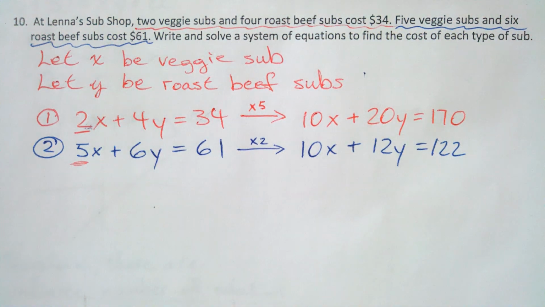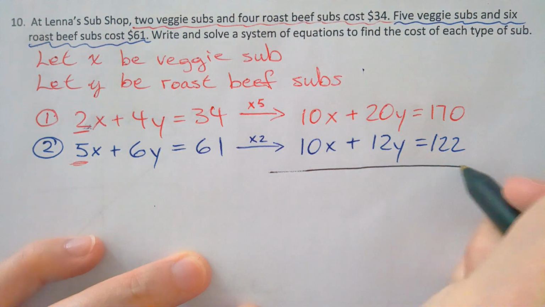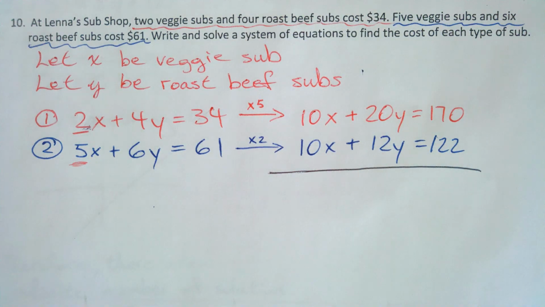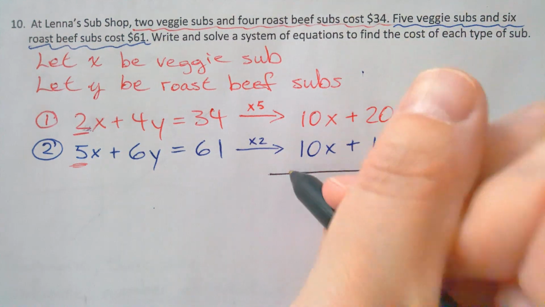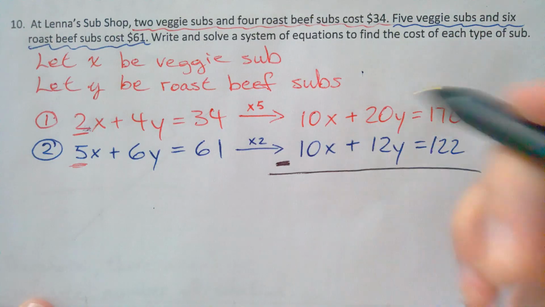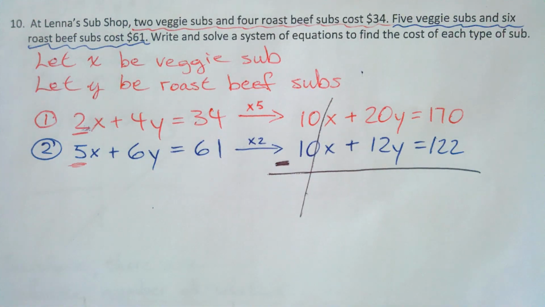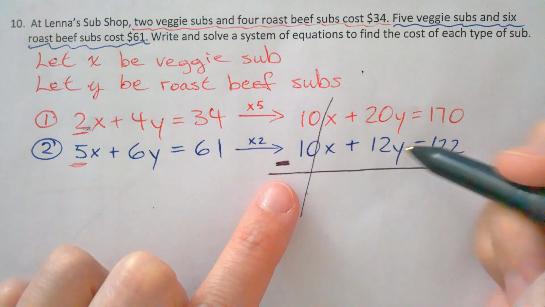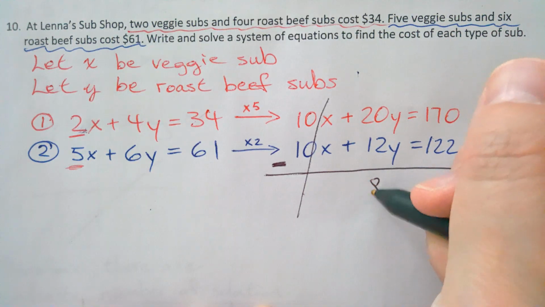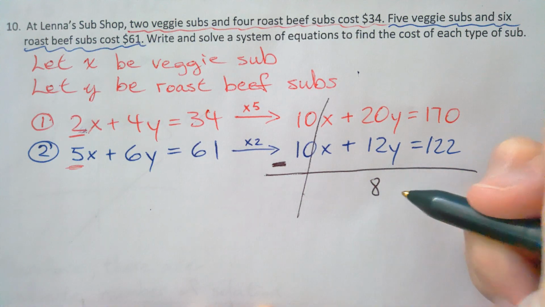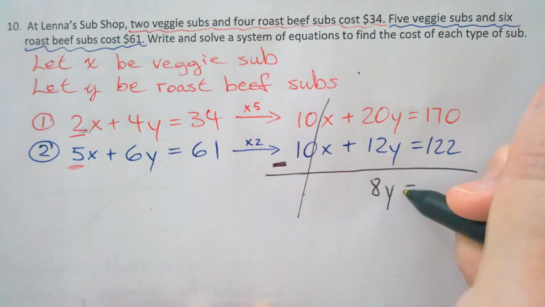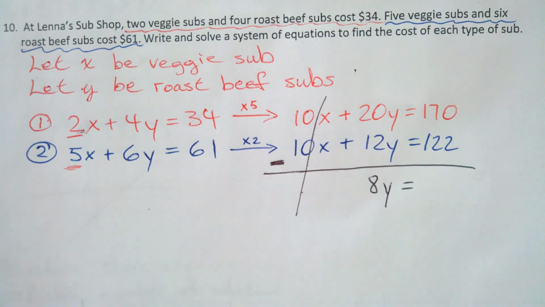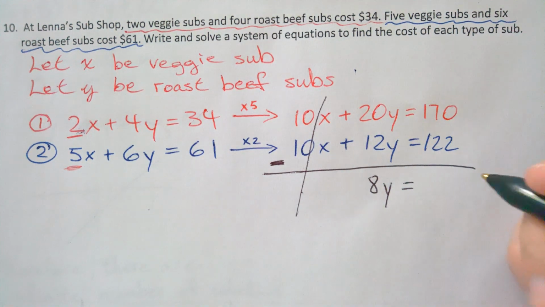Okay. And then Hayden. To eliminate these 2 equations, should I add them or subtract them? Subtracting them. Good. Okay, so 10x minus 10x, that's gone. 20y minus 12y? 8. 8 what? Y. Don't forget that. And then 170 minus 122? 48.